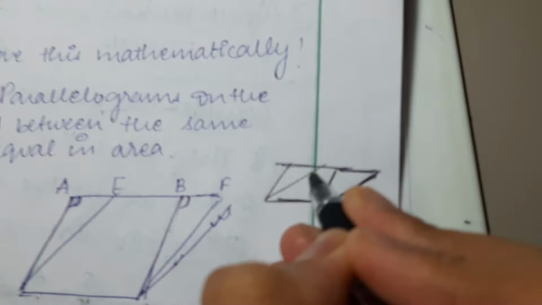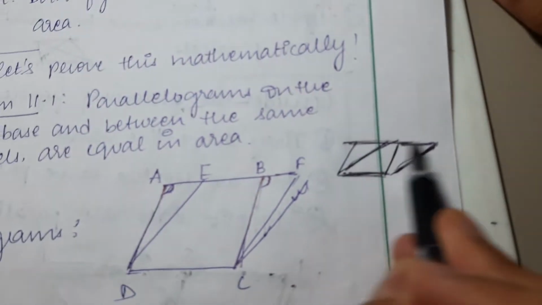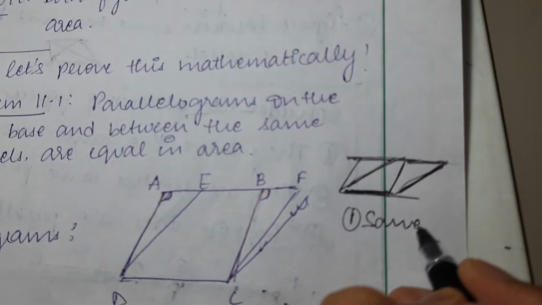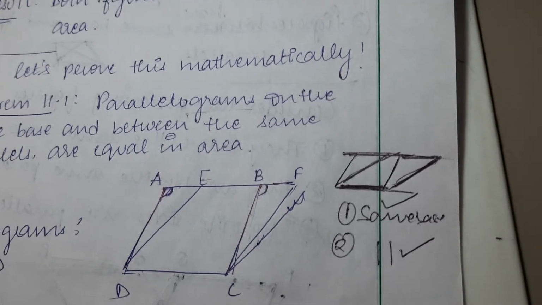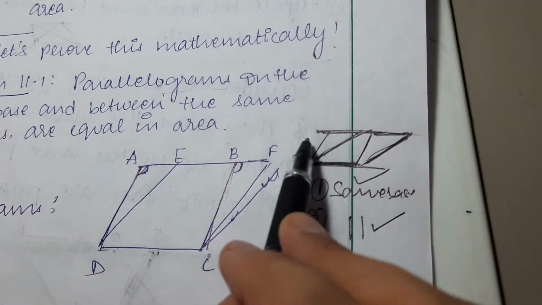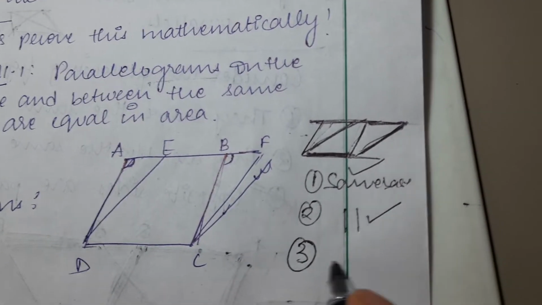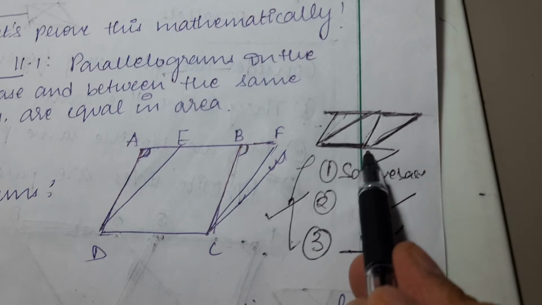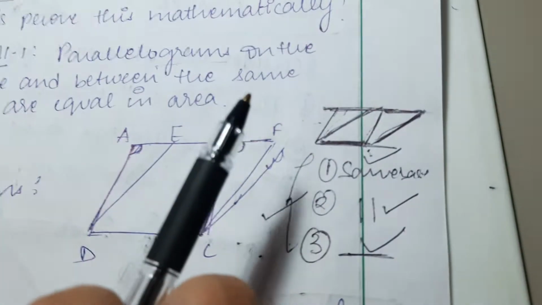This means, because it's a parallelogram, parallelograms between the same parallel lines and same base. That means first condition, same base. Okay, we satisfy the first condition. The second condition, between same parallel lines, you satisfied that also. Third point is because they are parallelograms, that means opposite sides are parallel anyway. So all these 3 points are correct. So we are talking about these figures which are parallelograms, same base, and lie between same parallels, have the same area. Now how do you prove that?